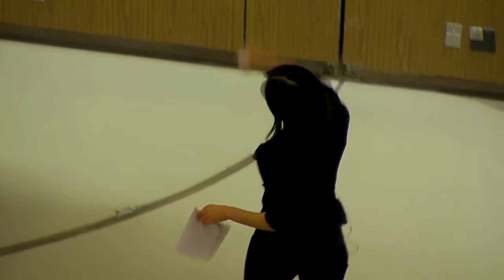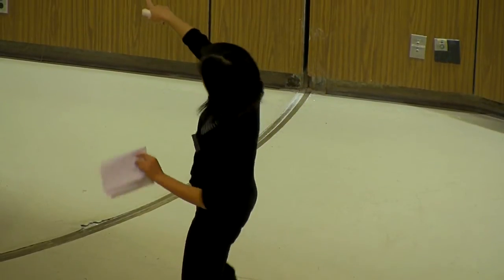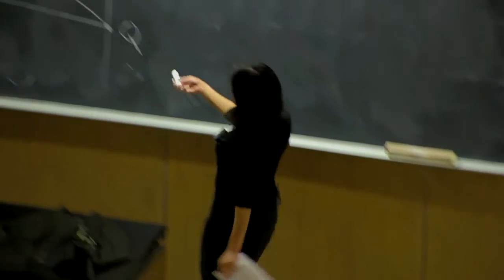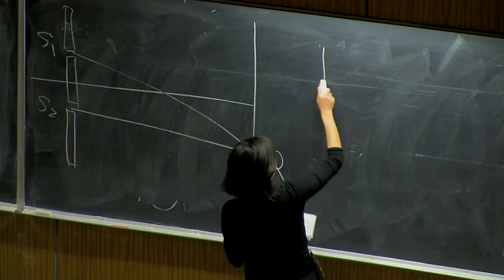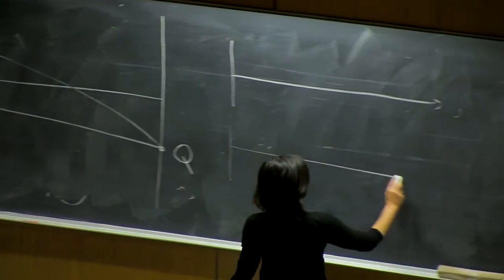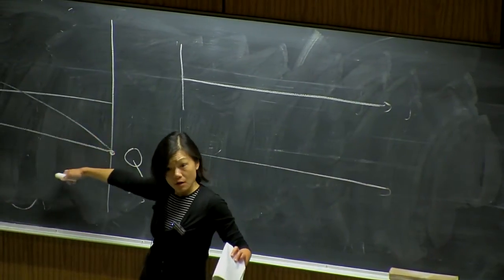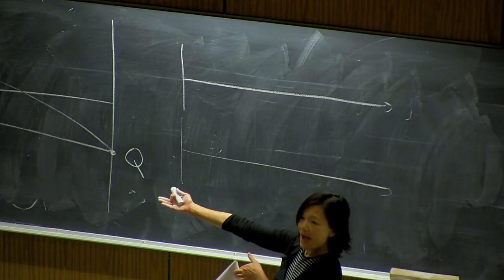So now let's move away from the center, downward, to some distance at location Q here. And suppose the two waves originated at these two sources differ by half of the wavelength.